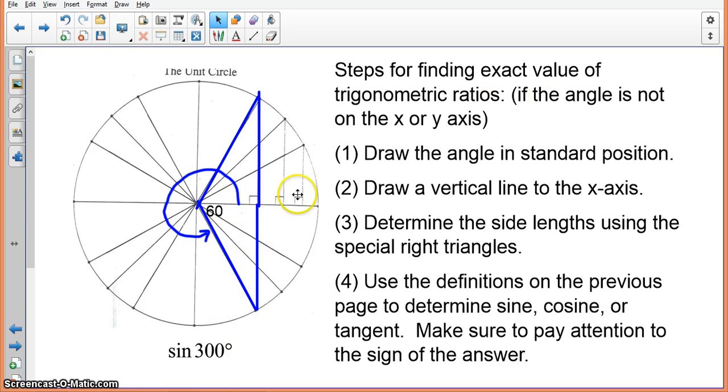We want the y coordinate. We want the opposite side for a 30, 60, 90 right triangle. So remember how we did it in class? The hypotenuse is 1, the short side must be a half, and the long side must be root 3 over 2. So the side length is root 3 over 2.